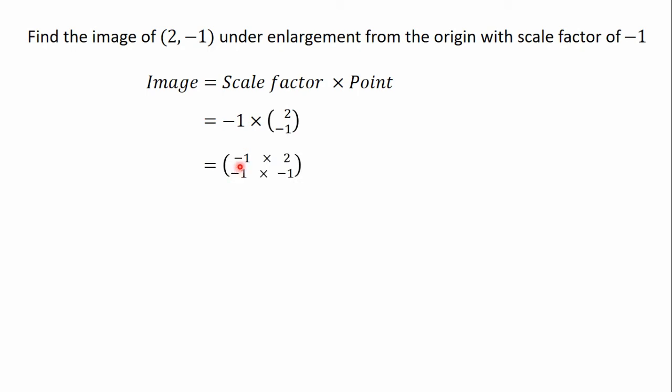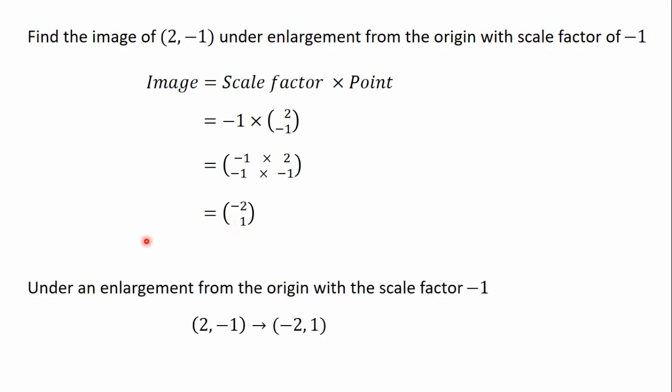And this will give us -1 times 2 as the x component, then -1 times -1 as the y component. -1 times 2 will give us -2. -1 times -1 will give us 1. So this means that under an enlargement from the origin with a scale factor of -1, the image of (2, -1) will be (-2, 1).